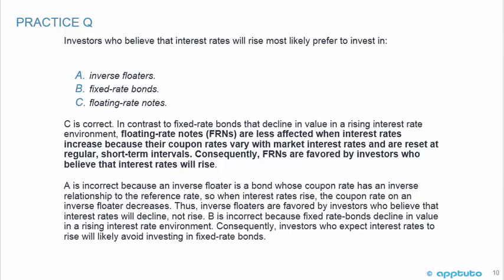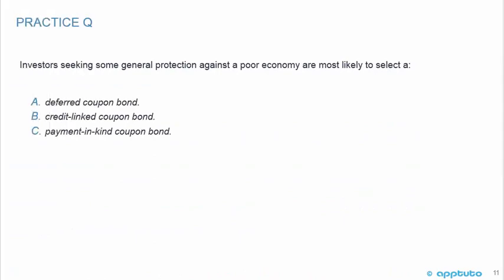B is incorrect because fixed rate bonds decline in value in a rising interest rate environment. Consequently, investors who expect interest rates to rise will likely avoid investing in fixed rate bonds. So two more practice questions to finish this LOS. The first one, investors seeking some general protection against a poor economy are most likely to select A, deferred coupon bond, B, credit-linked coupon bond, or C, payment in kind coupon bond.